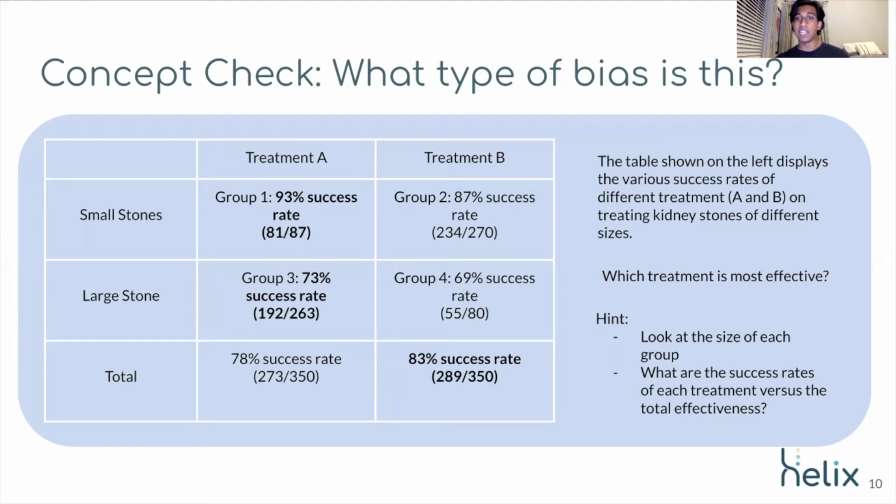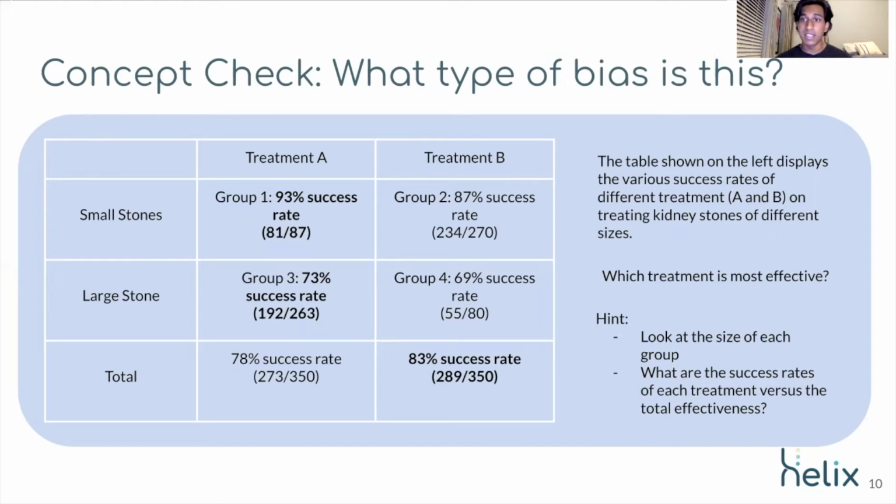So hopefully you've taken a second to understand what that specific bias is, and we'll give the answer right now, and that is actually Simpson's paradox, which he had just talked about. The table shown to the left shows a study regarding small and large kidney stones and two different treatments, A and B, and their success rates among these small and large kidney stones.